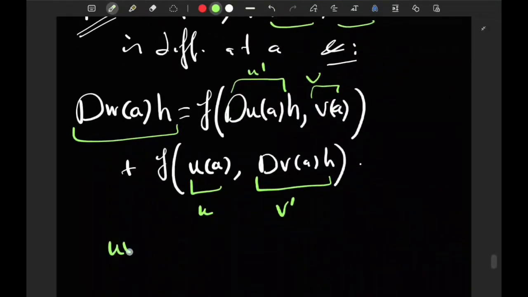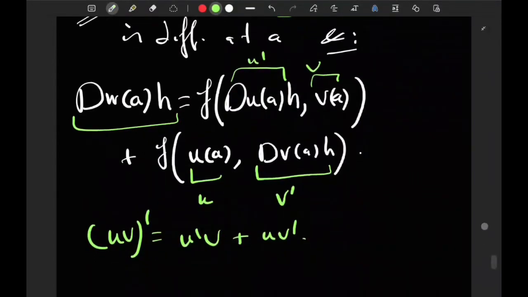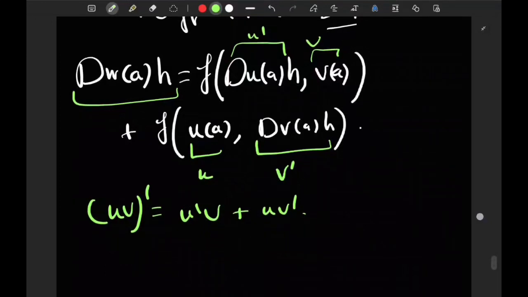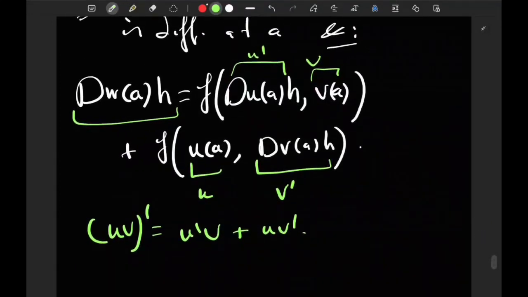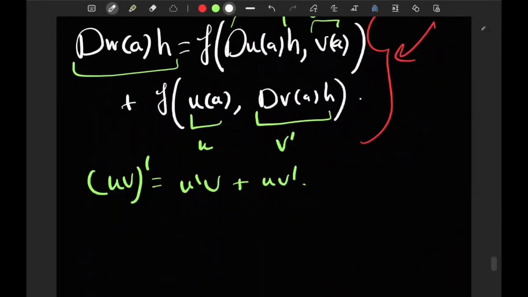So we're saying (uv) prime equals u prime v plus u v prime, thus recovering the thing which we have in calculus, the product rule of differentiable functions. So this is the way it generalizes when you're talking about a bilinear map rather than a product, and you're considering u and v going into some normed vector space. So how do we prove this thing?